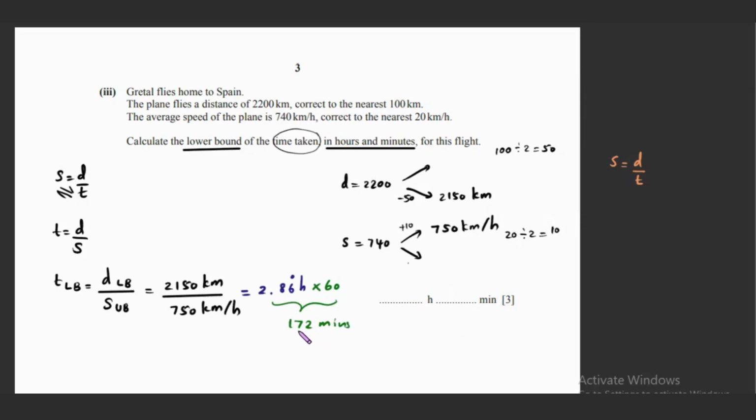So then here we will have 2 hours. That's because 60 times 2 is going to be 120. So that's going to be 120, we have 2 hours and we have 52 minutes left. So it's going to be 2 hours and 52 minutes. So we have now written the answer in hours and minutes.